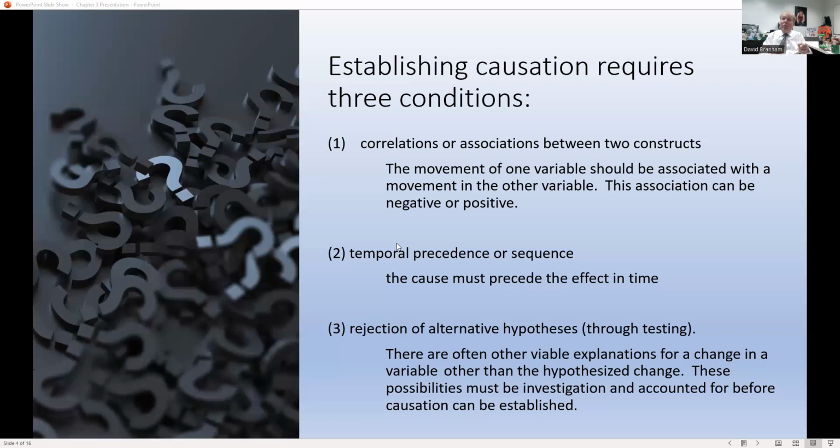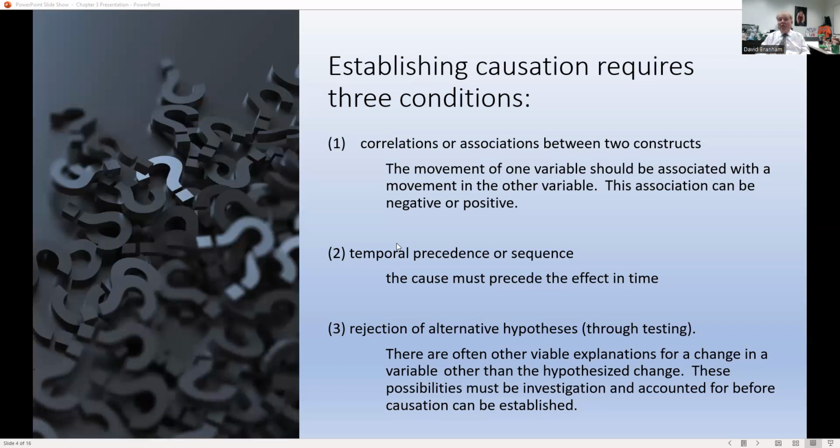Two, you have to have temporal precedence or sequence. The independent variable or the causing variable has to move before the other variable moves. You have to have that sequence. Another variable won't move. It won't cause another variable to move if the causal variable doesn't move first. So I think that's pretty easy to see in your mind. An independent variable has to move either simultaneously or before the dependent variable in order to establish causation.